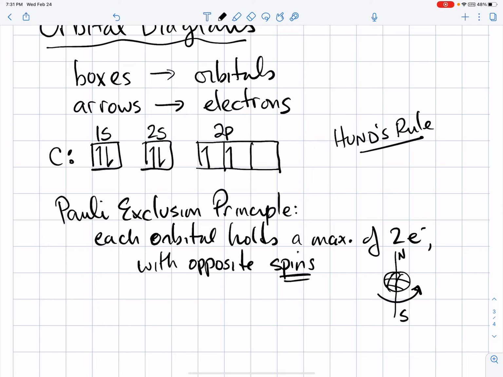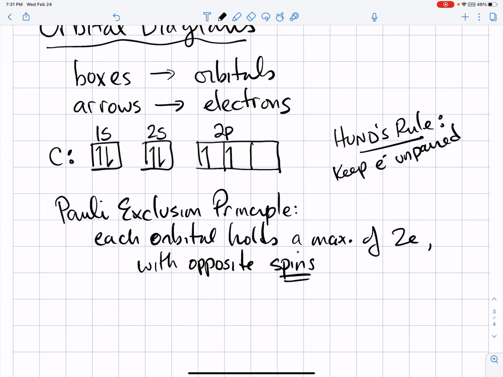Hund's rule. What it says is if you're filling equal energy orbitals, which is what we're doing right there in the 2p sublevel, keep your electrons unpaired as long as possible. So keep electrons unpaired as long as possible in a sublevel.